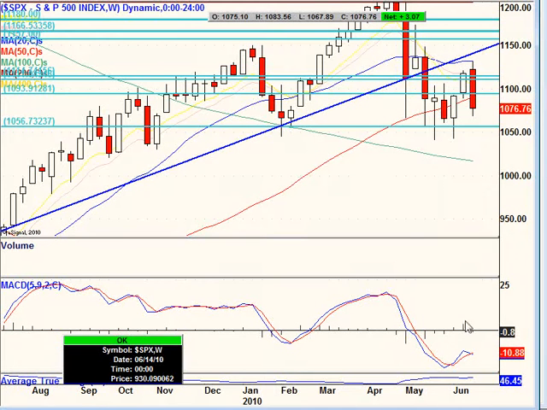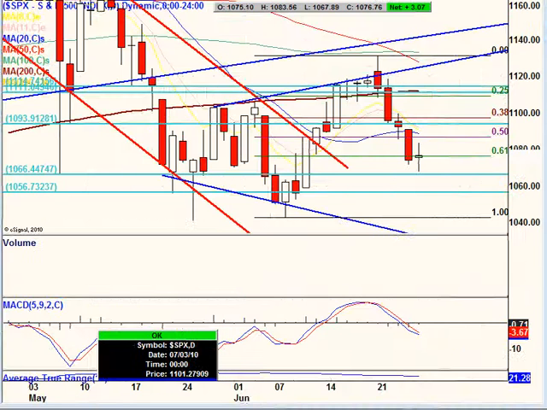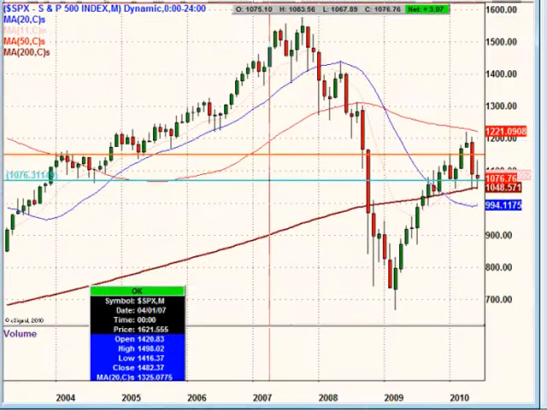Down here on the MACD, we have a negative tick. That's a crossover, and we're having a crossover to the negative side, so low below the zero line. Not good. But let's see what the monthly has to say.